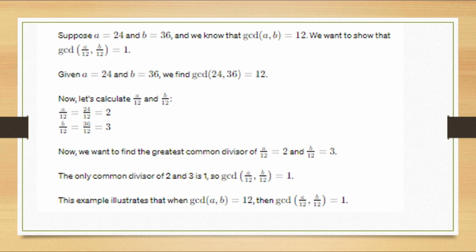Now, we want to find the greatest common divisor of a over 12, which is equal to 2, and b over 12, which is equal to 3. So the only common divisor of 2 and 3 is 1. So the greatest common divisor of the two fractions a over 12 and b over 12 is equal to 1. So this example illustrates that when the greatest common divisor of two numbers a and b is equal to 12, then the greatest common divisor of the fractions a over 12 and b over 12 is equal to 1.